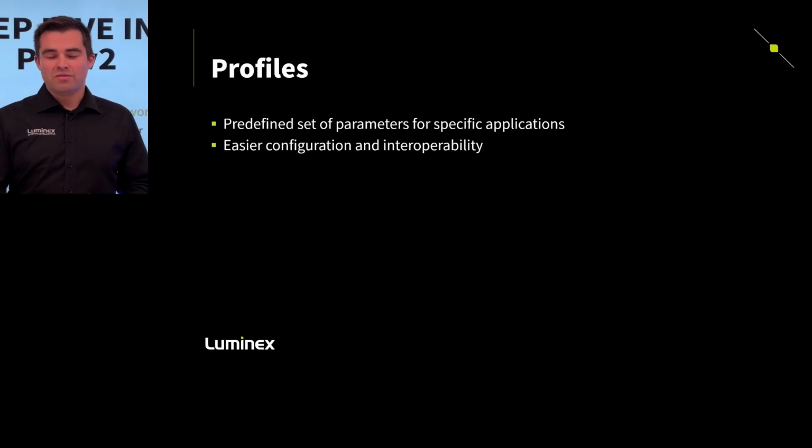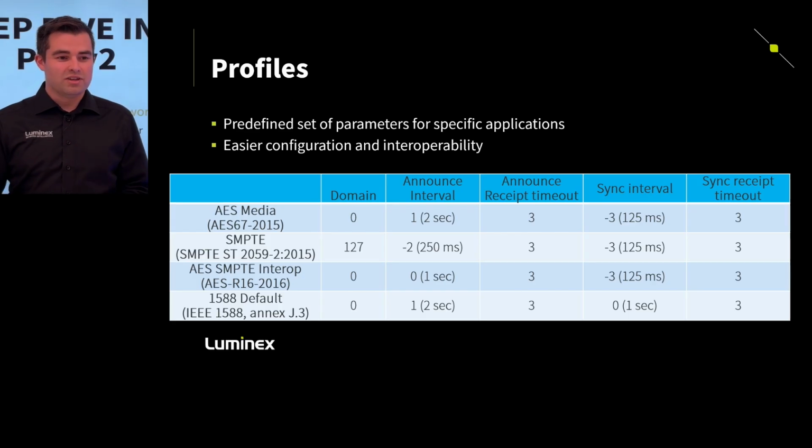Of course, all these parameters are a bit complicated to remember, so make sure that all devices are using the same parameters. Therefore, there are some profiles defined. These are a predefined set of parameters, often used for specific applications, and they help to make configuration easier and make sure that everything is interoperable. You can see the profiles that are supported out of the box by Gigacore switches on screen now. These are various documents, various standards that define the protocol, the profile, and the values being used. If you really want to, you can also define a custom profile in our Gigacore switches.